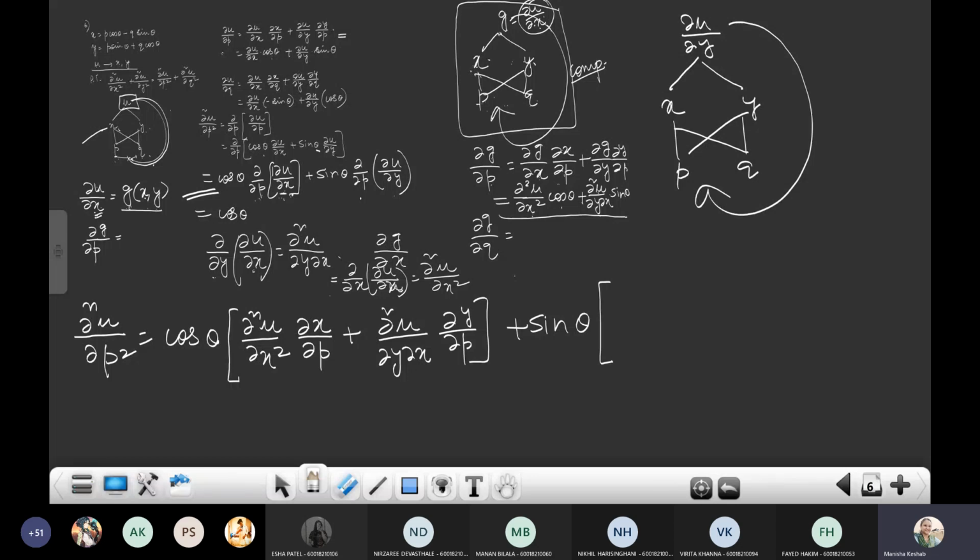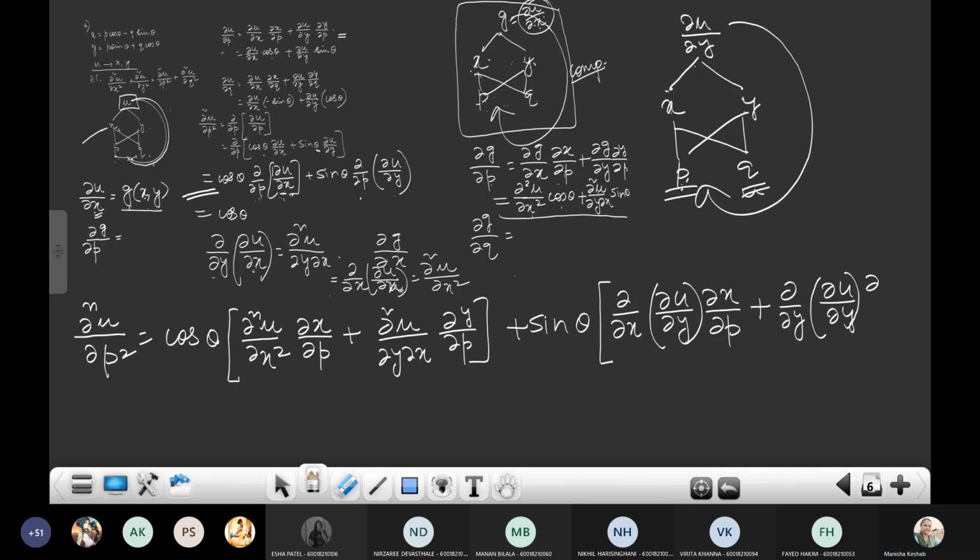So now we know the path. And we have to differentiate, sorry, not Q, we have to differentiate with respect to P. So for P also the same path will come. That means first we will differentiate with respect to X. So let me write ∂/∂X of ∂U/∂Y into X with respect to P, so ∂X/∂P, plus next with respect to Y, so ∂/∂Y of ∂U/∂Y and then Y with respect to P, so ∂Y/∂P. So this is what we will be getting. Is this clear?